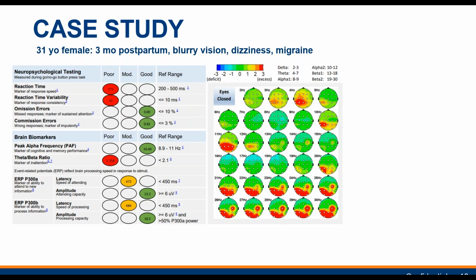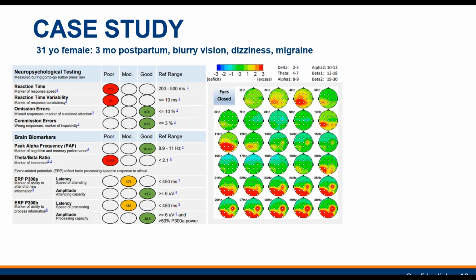And this really explains, kind of behaviorally, what's going on with her as well. If you look at her neuropsychological testing on the left side of the screen, she's got delayed reaction time and variability, and that's a result of this excess of delta and theta.